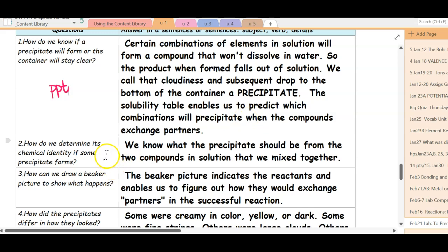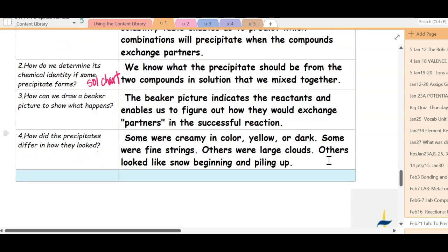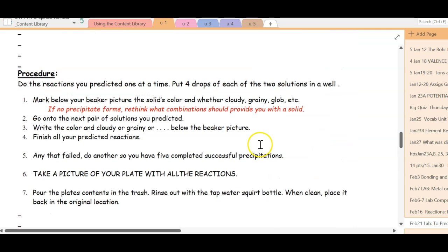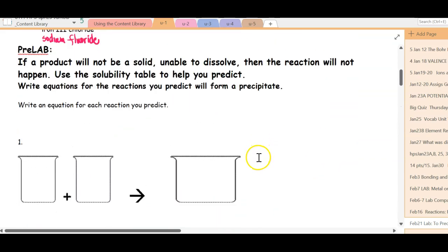Well, how do we determine the chemical identity if some precipitate does form? Well, we know what the precipitate should be from the two compounds in solution that we mix together, from the solubility chart. It's the solubility chart that tells us which metal and nonmetal combined to make the precipitate. How can we draw a beaker picture? Well, the beaker picture indicates the reactants and enables us to figure out how they would exchange partners in the successful reaction. So let's just do one up here as a reminder.